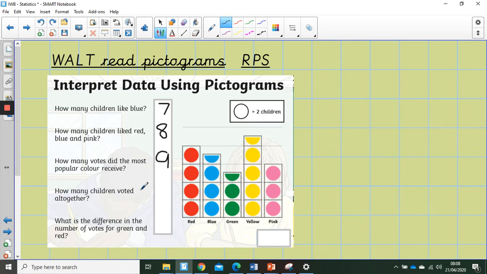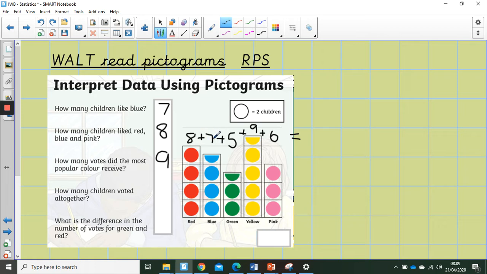This one's interesting. How many children voted all together? Well, to find out all together, we have to add them all. So to do that, we need to find out all of the numbers first. So we've got 8. I'm going to write it above the column. 2, 4, 6, 7. 2, 4, 5. We know this one's 9. And 2 times 3 is 6. So we can add all these together now, and that will give us the total of all the votes.